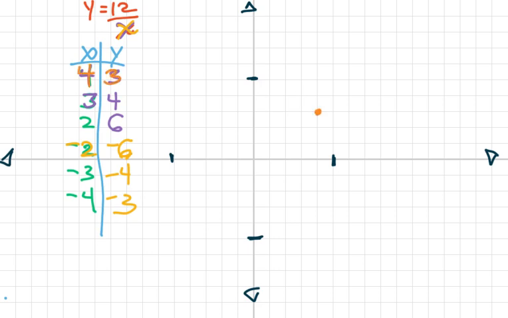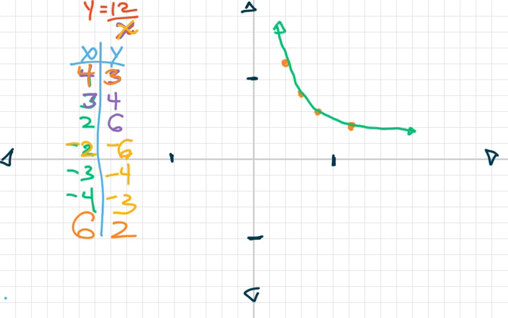Now, 4, 3. There it is. How about 3, 4? There it is. How about 2, 6? There it is. And you're like, well, I don't really see it. Okay, let's plug in one more. Let's plug in 6. 12 divided by 6 is 2. So let's mark that 6, 2. It'd be right there. And then once again, we got that curvy thing going on.